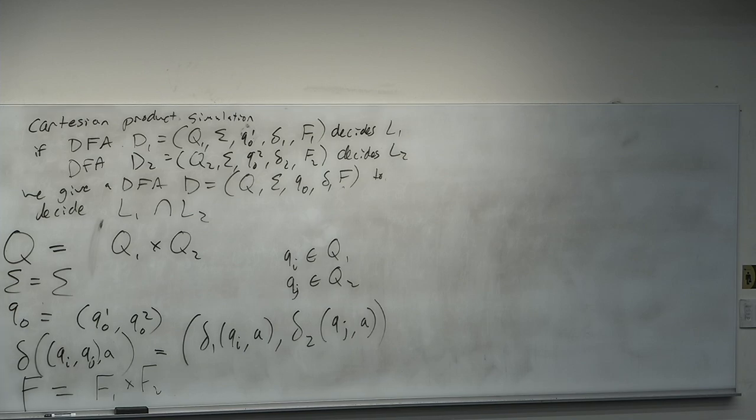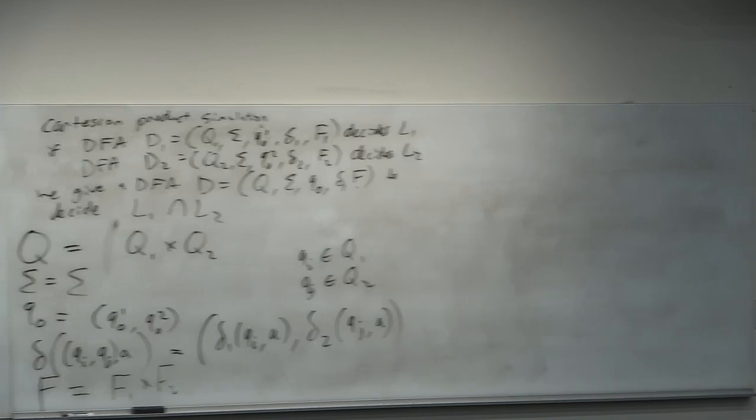It's a notation. Okay. So this, we're not going to prove it, does correctly simulate two DFAs simultaneously. We'll do not a proof, we'll do something called proof by example, which is not a proof, but it's going to be sufficient to convince you that it's correct.